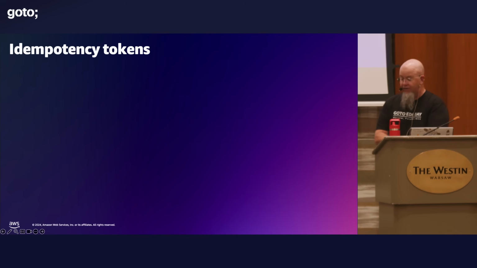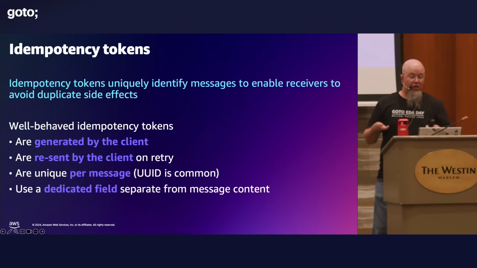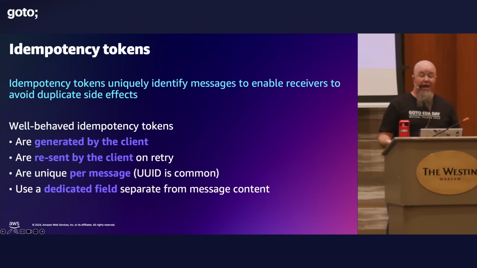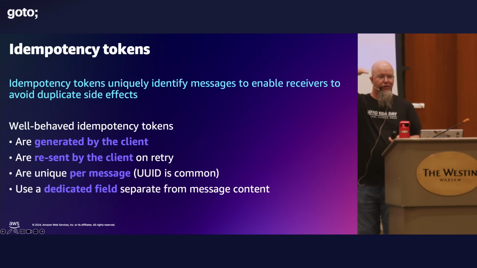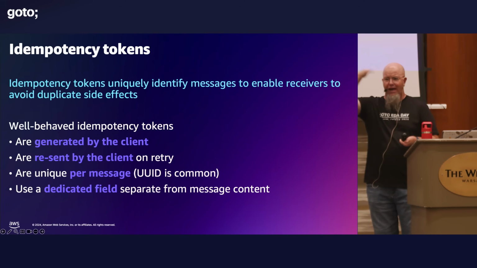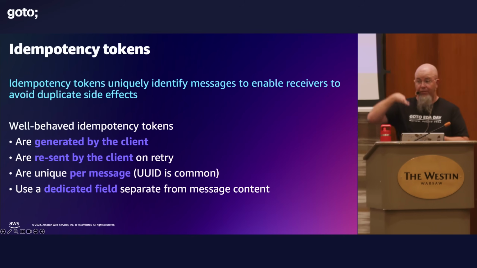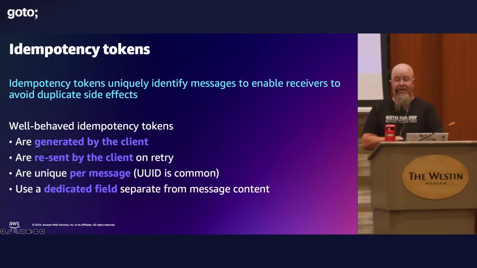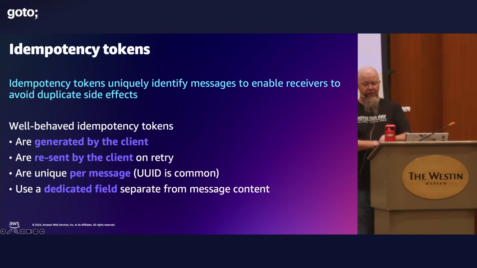One of the ways that we can handle this is through what we call idempotency tokens. An idempotency token uniquely identifies messages. A well-behaved token is going to be generated by the client, not the server. If the server generates it, you see the problem there: I may not get it back. So the client does it. They're resent by the client when we retry, so we can identify that. They're unique per message, because they're an identification. And finally, they use a dedicated field. We'll talk about why in just a moment. But here's how they look.